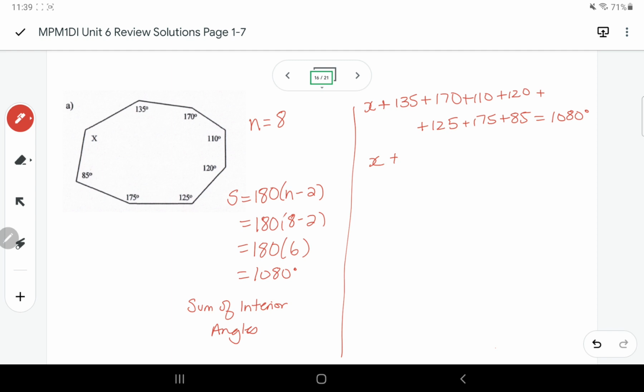So if I add up all of those other angles, 135 plus 170 plus 110 plus 120 plus 125 plus 175 plus 85, I get 920 degrees equals 1080 degrees. So x would equal 1080 minus 920, which is 160 degrees.